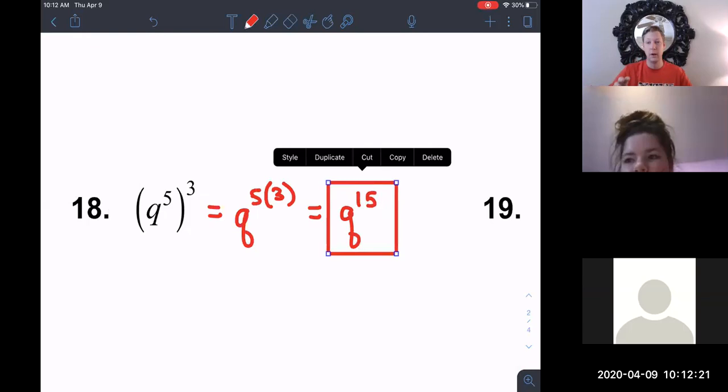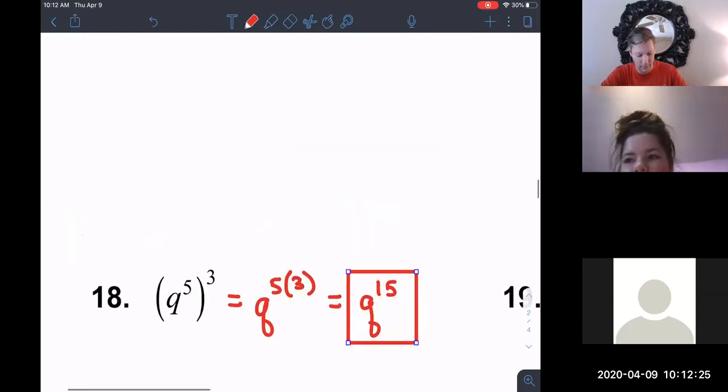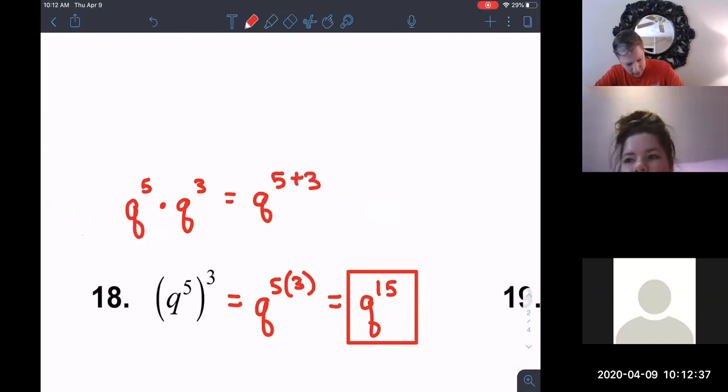Okay, so knowing when to add the exponents and when to multiply the exponents is a big difference that we need to make in our minds. If we would have had the problem q to the 5th times q to the 3rd, that's when we would add them, and we get q to the 5 plus 3, or q to the 8. So that's the big difference here. Like here, there's 2 different bases being multiplied together. Here, there's just one base being raised to a power twice.